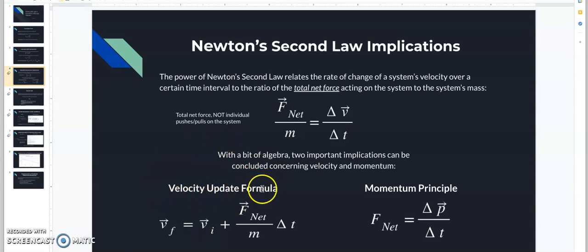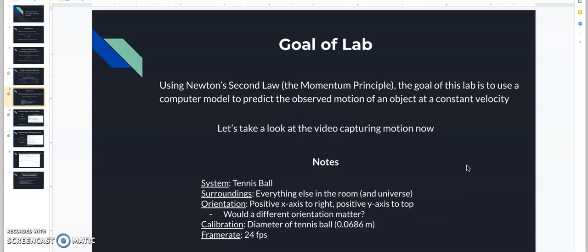So with a bit of algebra, a few important implications can be concluded. This is the velocity update formula. You can isolate the final velocity from the delta V and create this nice formula to find the final velocity of a system over some time period. And the momentum principle, additionally, using the definition of momentum as we discussed earlier.